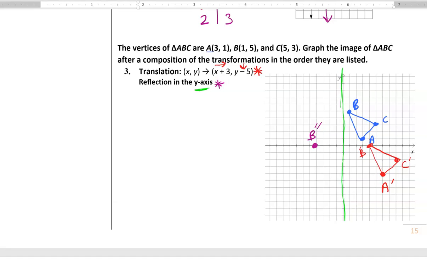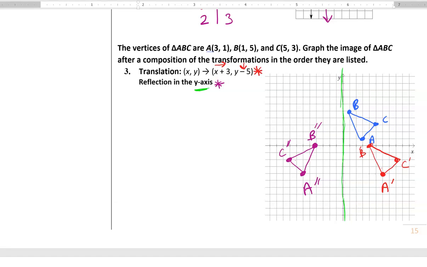C, I'll start with C prime. 1, 2, 3, 4, 5, 6, 7, 8. And then I need to do that again, 1, 2, 3, 4, 5, 6, 7, 8. And then A. 1, 2, 3, 4, 5, 6, and again 1, 2, 3, 4, 5, 6. Okay, so there's my final image.